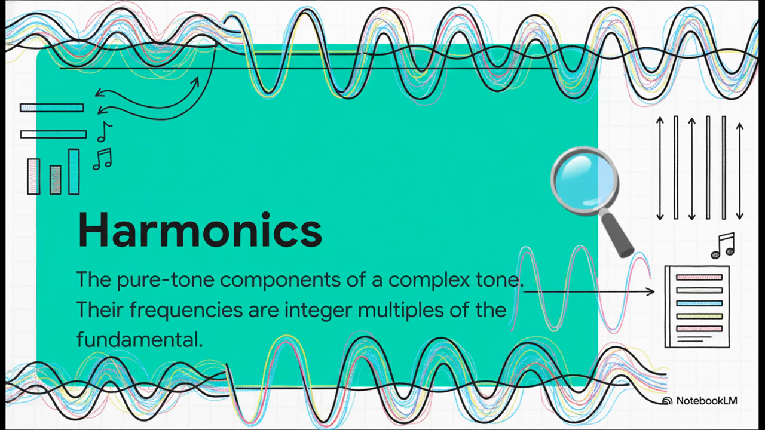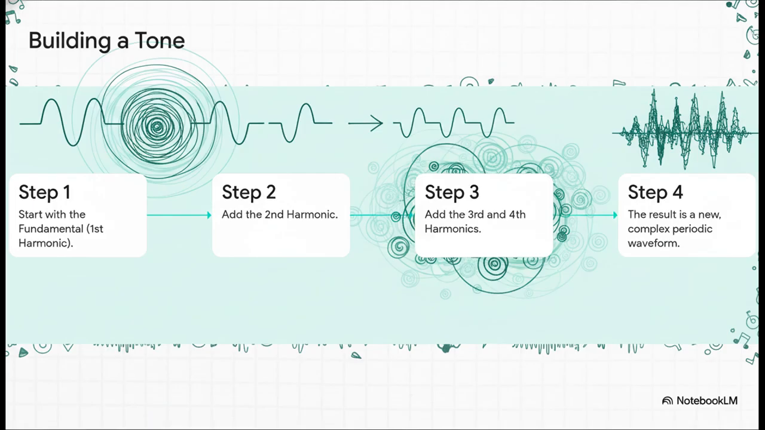We call these harmonics, and you can think of them like ingredients in a sonic recipe. The best part is they aren't just random frequencies. They're always in this perfect mathematical relationship, whole number multiples of that main note, that fundamental frequency. We can actually build one right now.